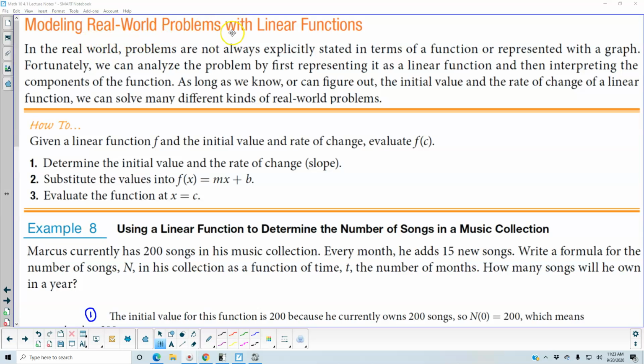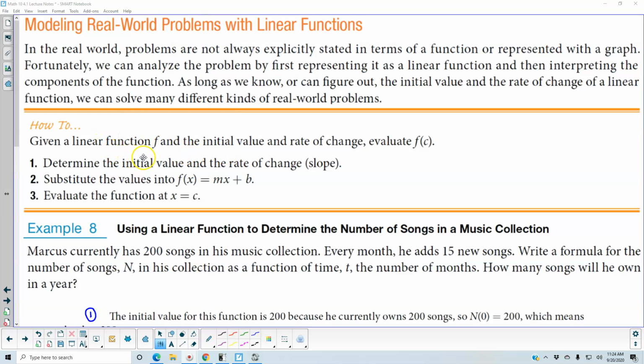Modeling real-world problems with linear functions. In the real world, problems are not always explicitly stated in terms of a function or represented with a graph. Fortunately, we can analyze the problem by first representing it as a linear function and then interpreting the components of the function. As long as we know or can figure out the initial value and the rate of change of a linear function, we can solve many different kinds of real-world problems.